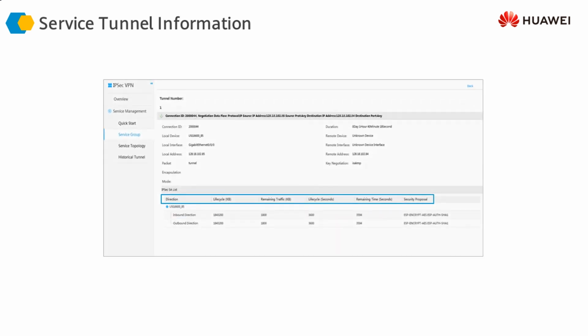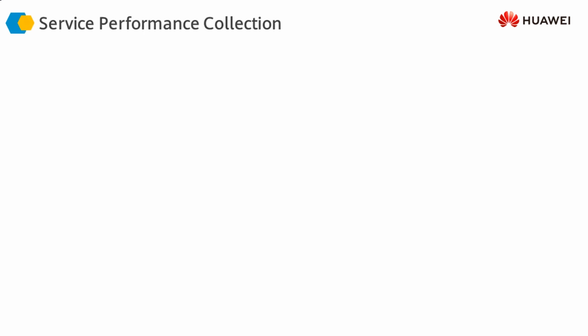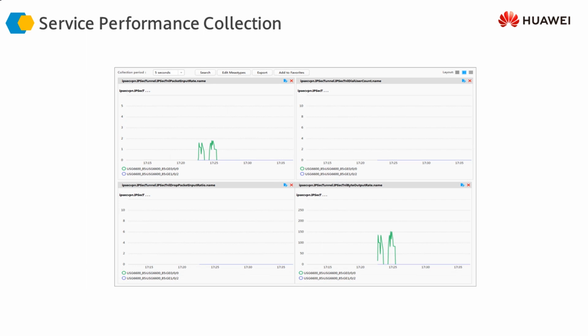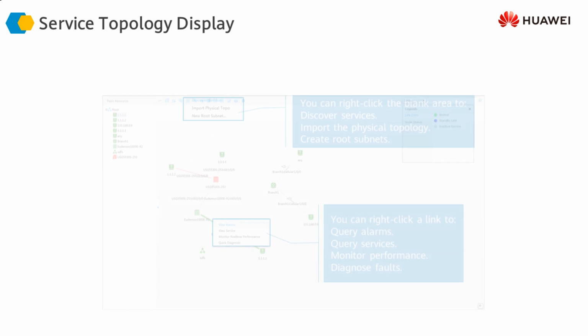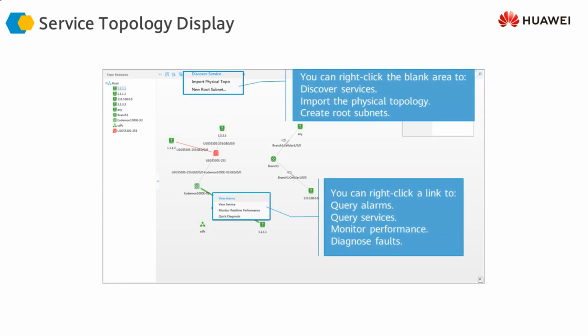You can also look at the historical tunnel information, how many tunnels were there, how many tunnels have been deleted or disconnected or removed. All that historical information can be viewed. We can also look at the service performance information in a graphical format. We can also look at other information in graphical format.